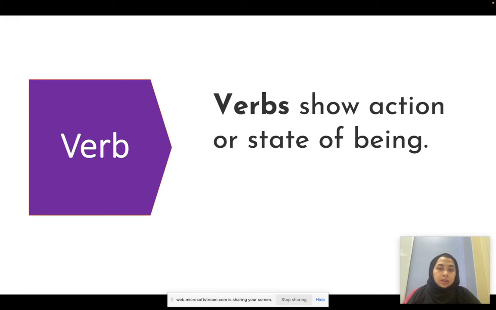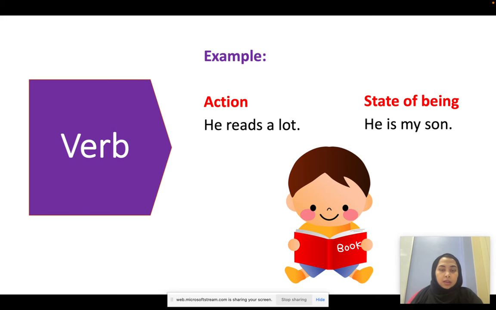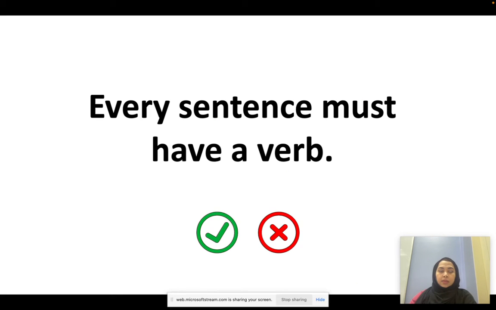The second thing we're going to learn about is verbs. Verbs show action or state of being. So, here's an example. The action here is he reads a lot. Read is the verb, it's the action. The state of being is that he is my son. True or false? Every sentence must have a verb. You're right. True, every sentence must have a verb in order to be meaningful.